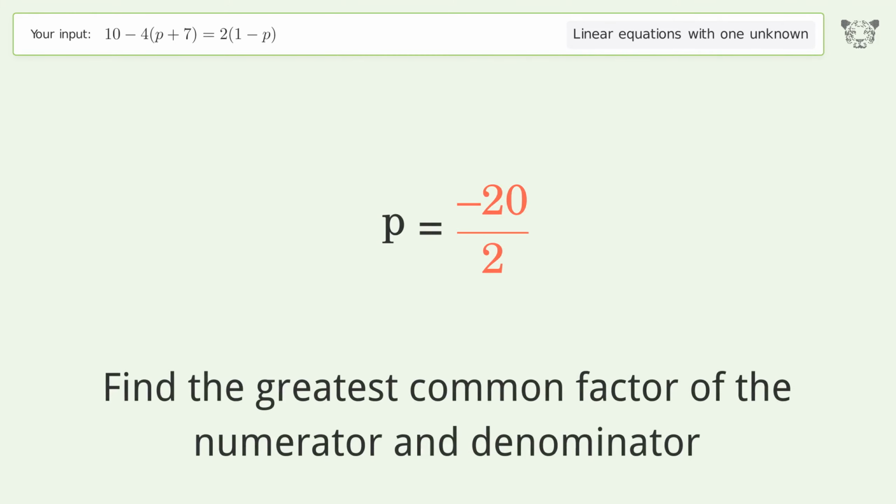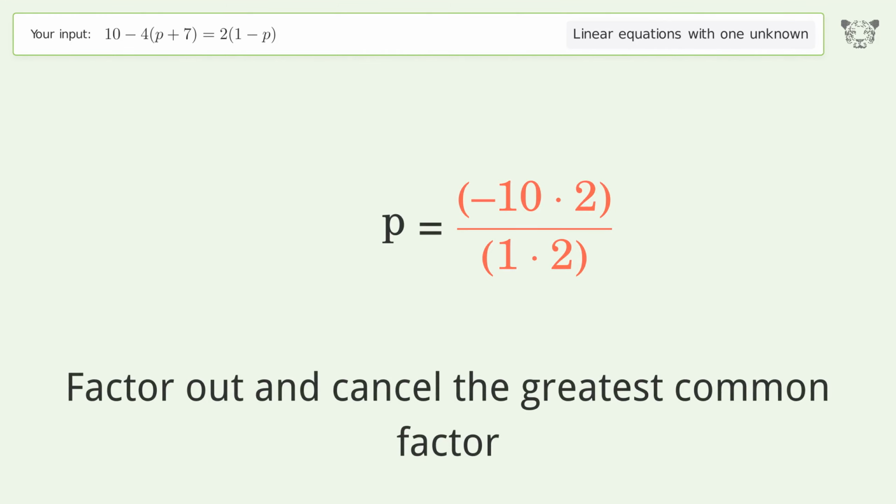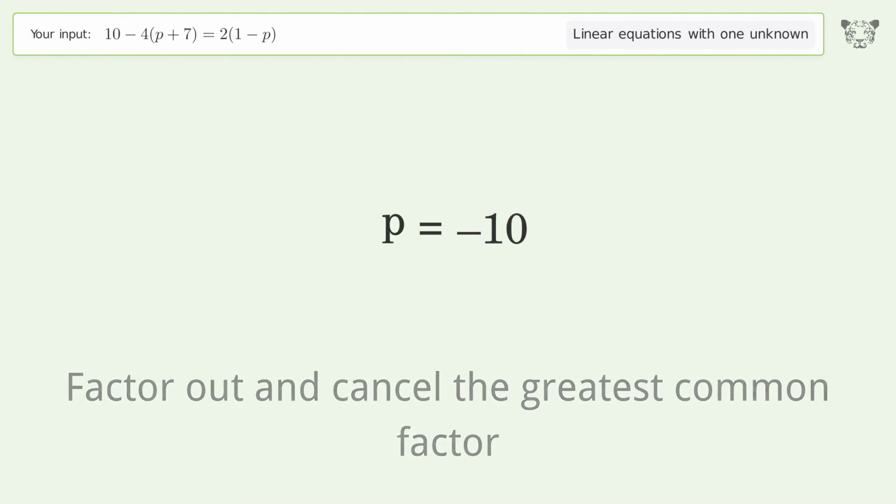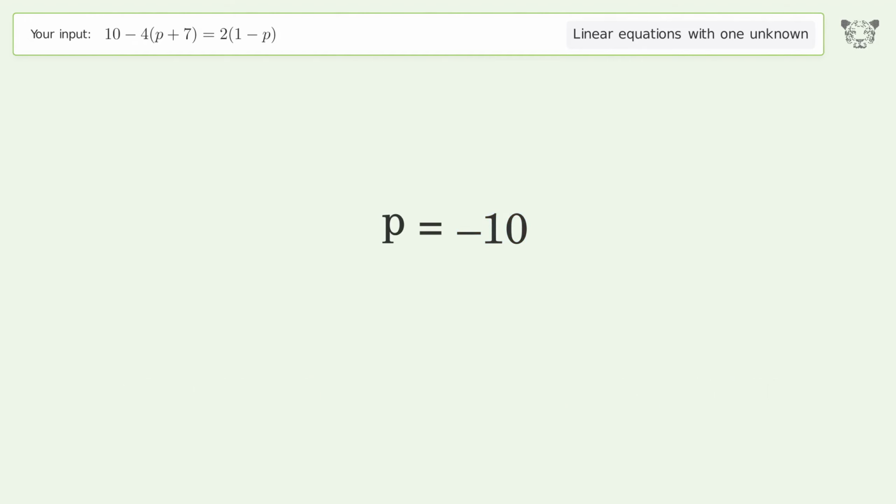Find the greatest common factor of the numerator and denominator. Factor out and cancel the greatest common factor. And so the final result is p equals -10.